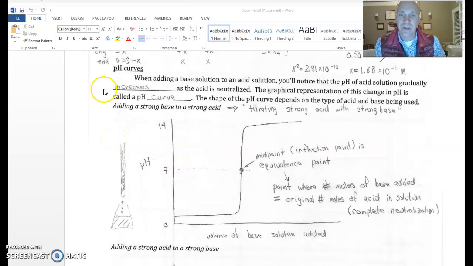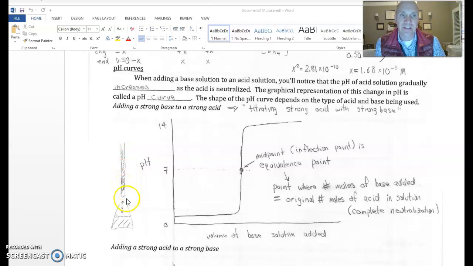So in this video, we're going to talk about a fairly important topic when it comes to acid-base neutralization, and that is the subject of pH curves. If you've got a situation where you've got an acid and you're neutralizing it with a base.